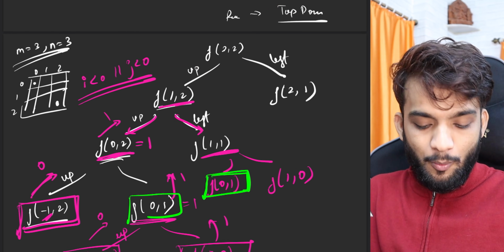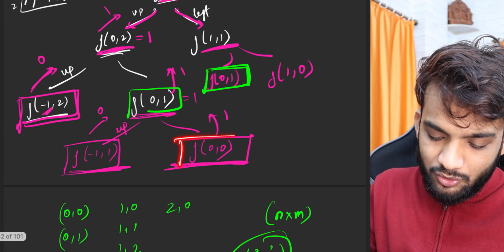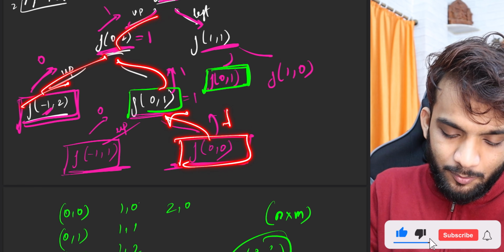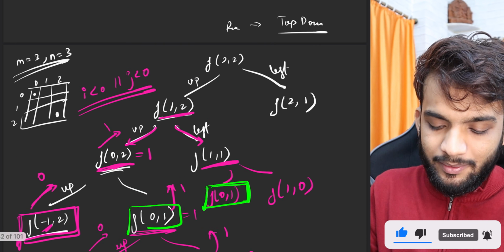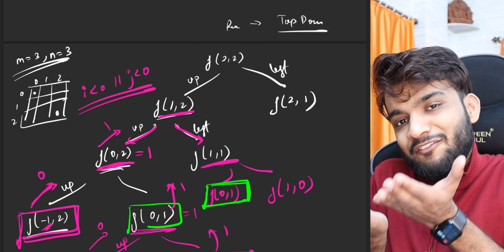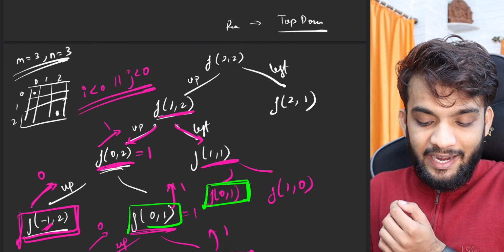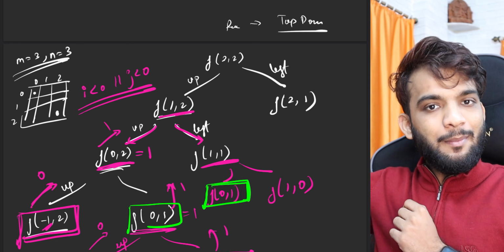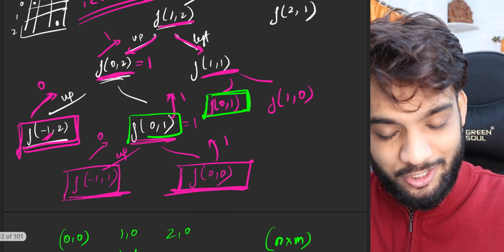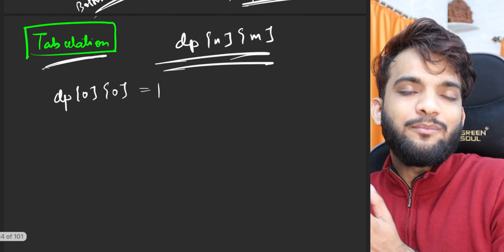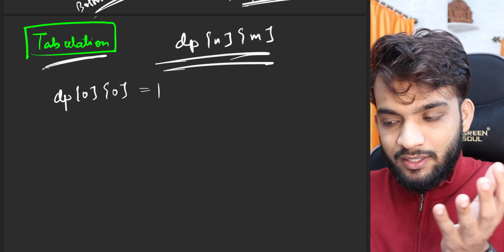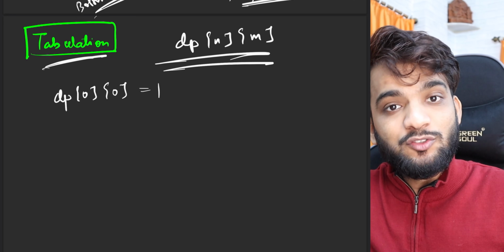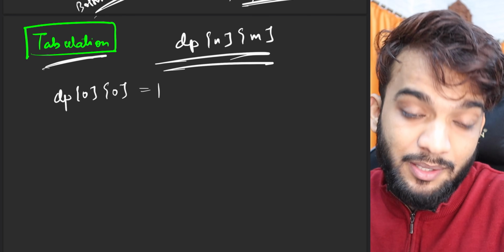But in tabulation, it's the opposite. You start from f of 0, 0, which is 1, then you accumulate, take this, accumulate, take this, accumulate, and you ultimately reach f of 2, 2. So you start from the down, which is bottom, and you go to the up. So down, up, or bottom up. That's why tabulation is known as bottom up. Got it? It's not that you go from 0 to 1. It's basically you start from the base case, you accumulate, and you reach the top pinnacle, and you get your answer. That's why we call tabulation the bottom up approach.